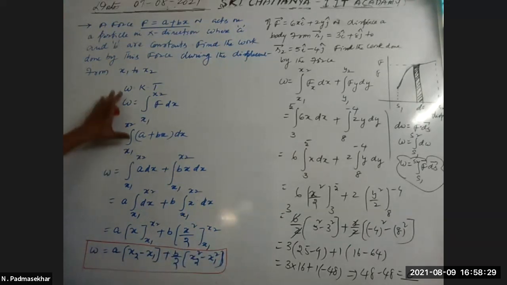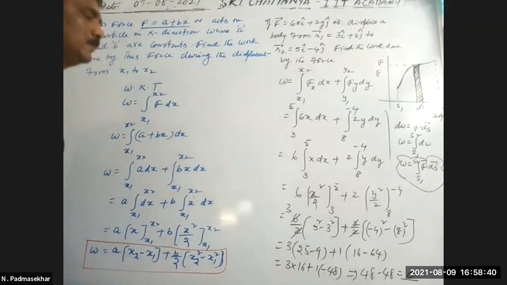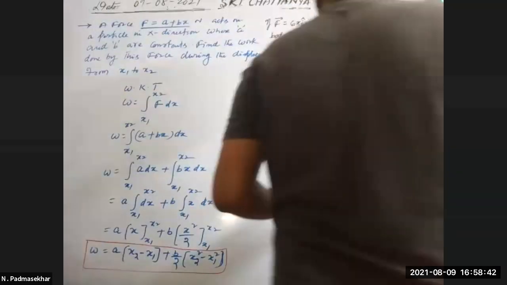So the force is variable, and we can find the work done like this. This is how we find the work done when the force is variable.